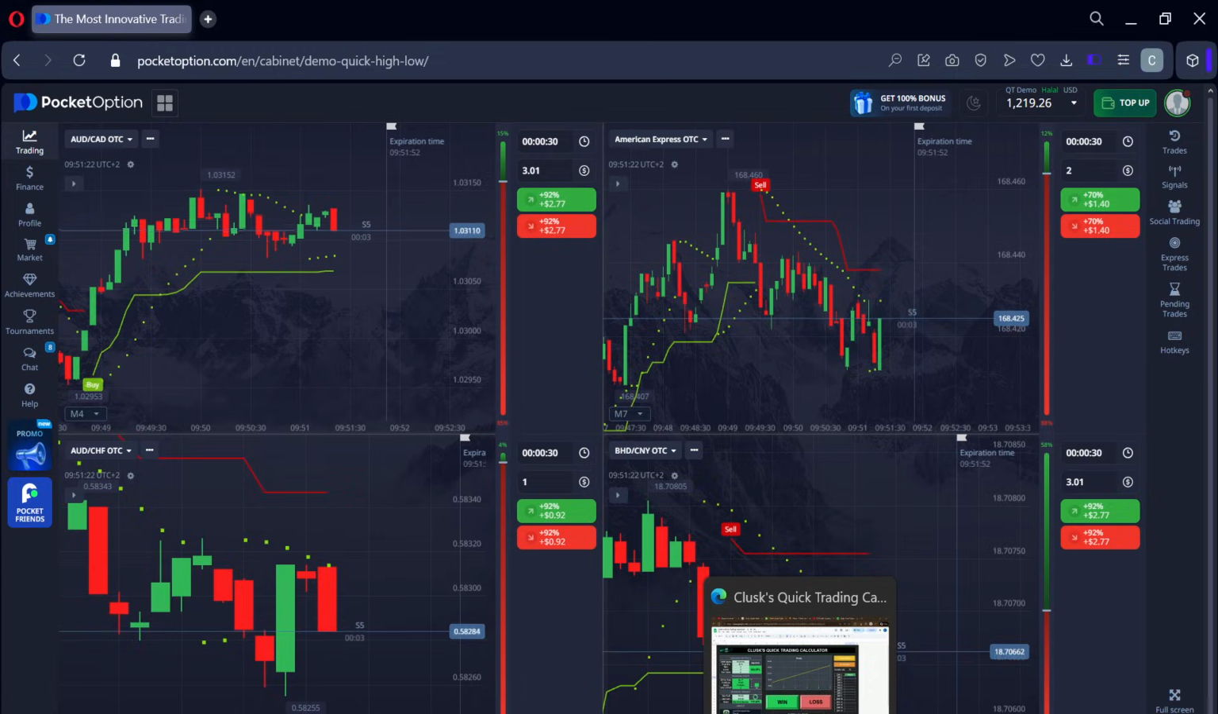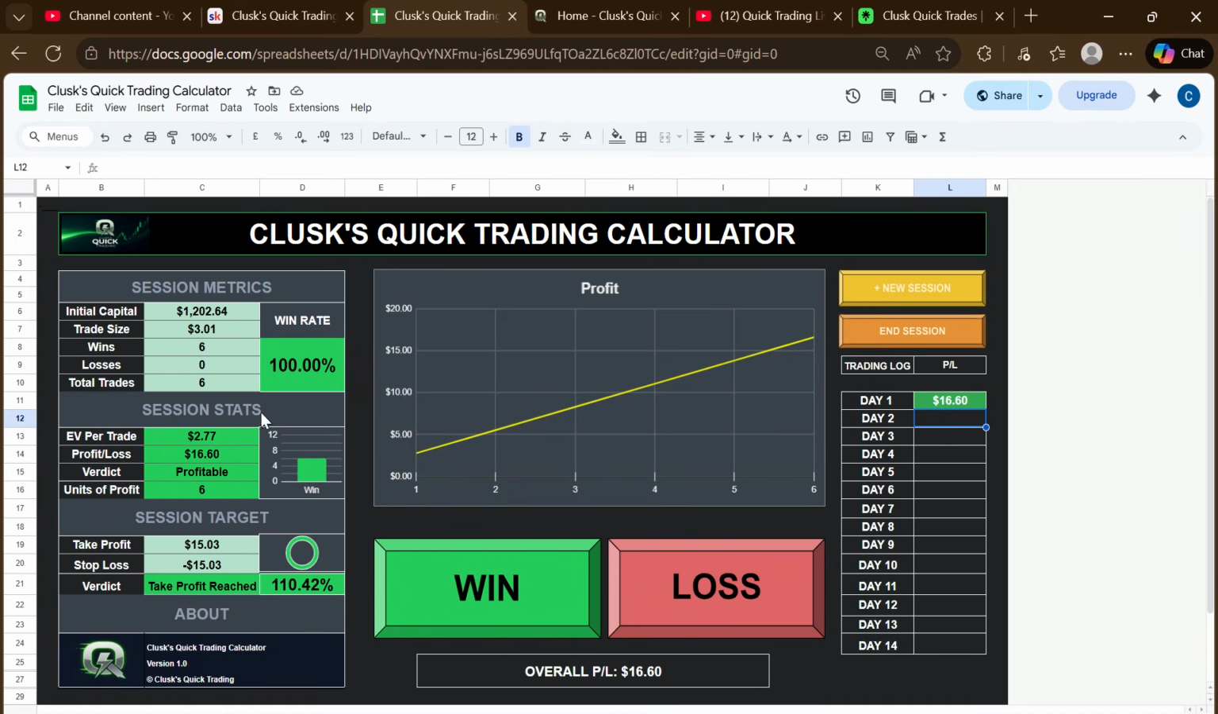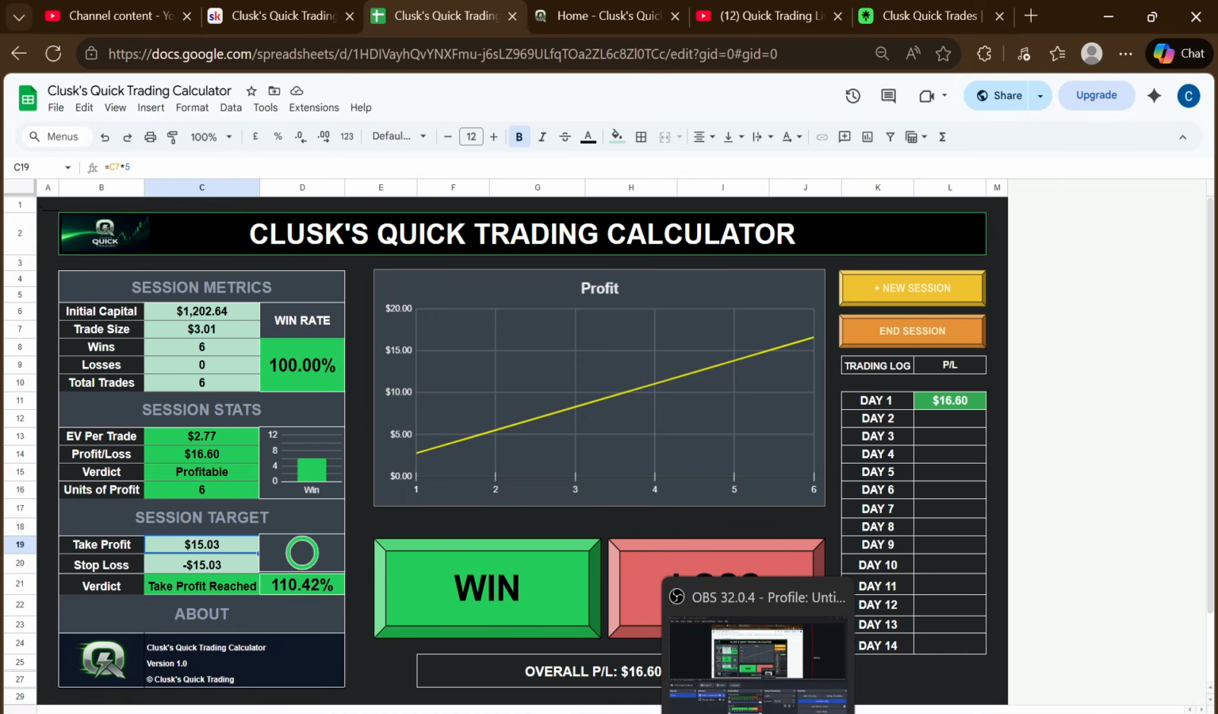Wow. What a strategy, guys. 100% win rate. Jeez. I'm shocked. This is the very first time I've ever seen a YouTube strategy able to win every single time and literally smash the take profit. Wow, what a day and what a strategy.